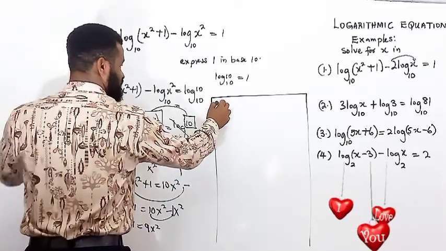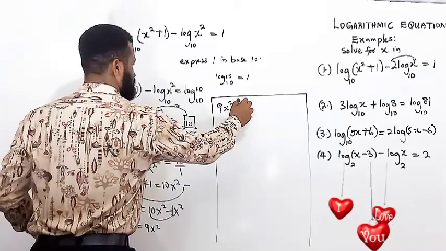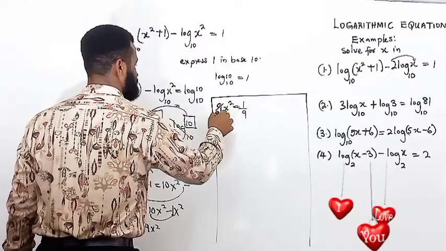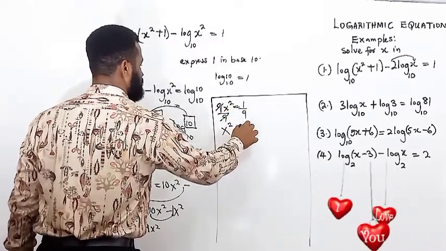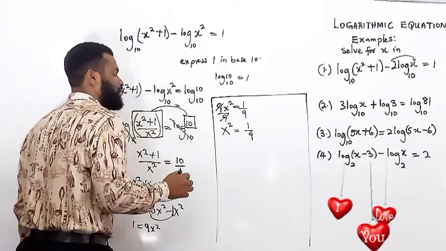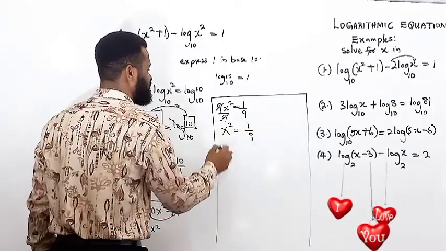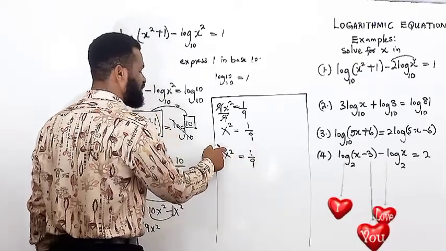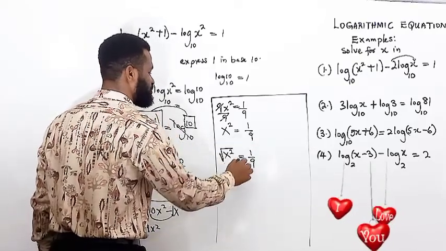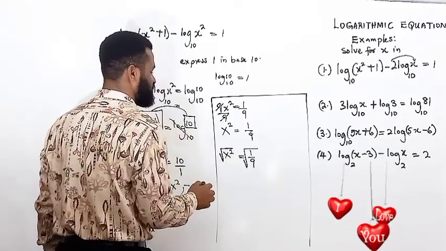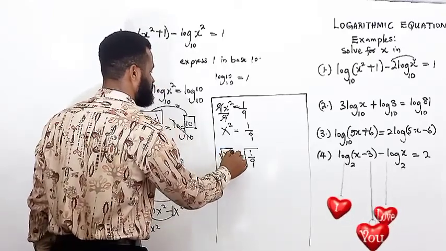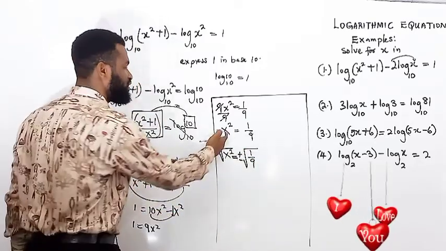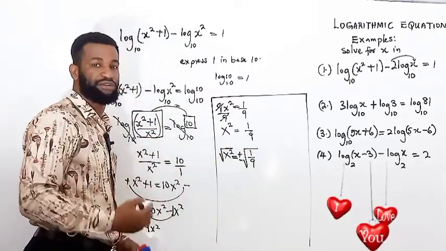Now I'll have that 9x squared is equal to 1. So I'll divide both sides by 9. So x squared is equal to 1 over 9. So the best thing is taking the square root of both sides. The only way you can remove these two is to take the square root of this and the square root of this. However, when this crosses here, it is going to be plus or minus for two expressions, because this is a quadratic function or quadratic equation.